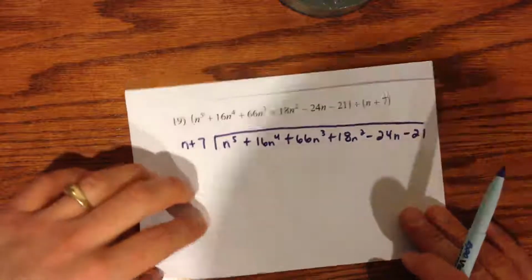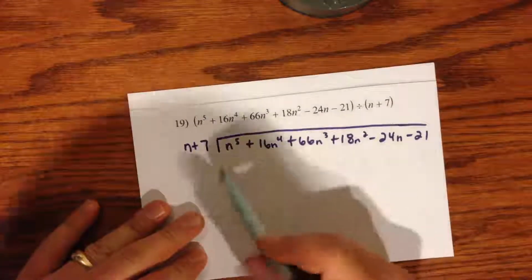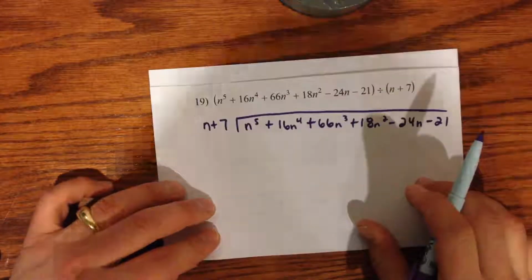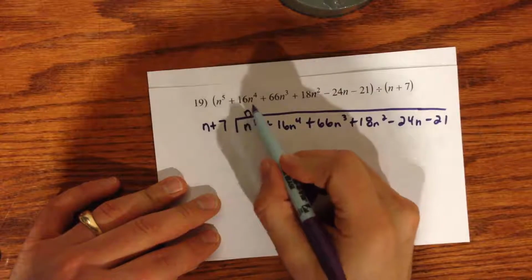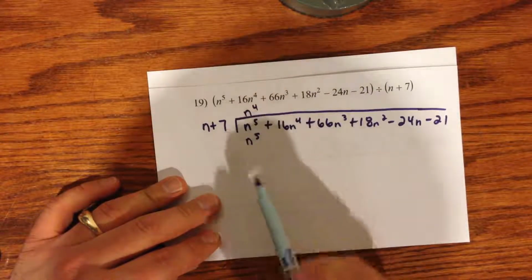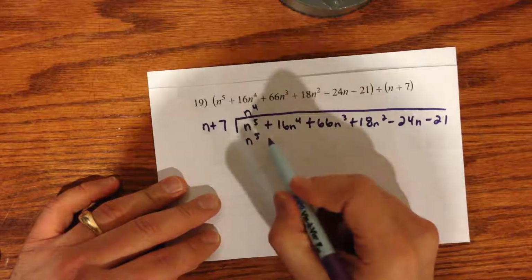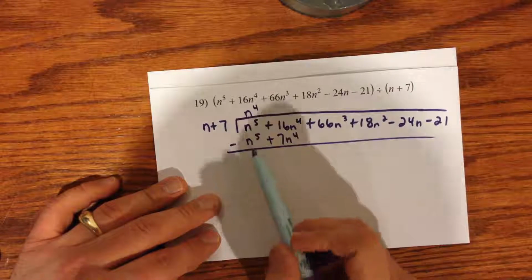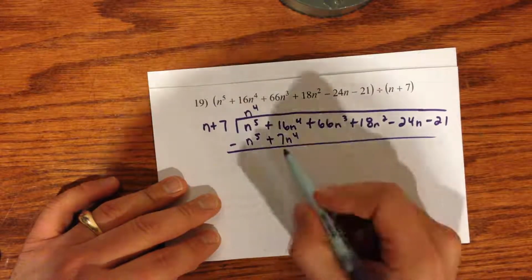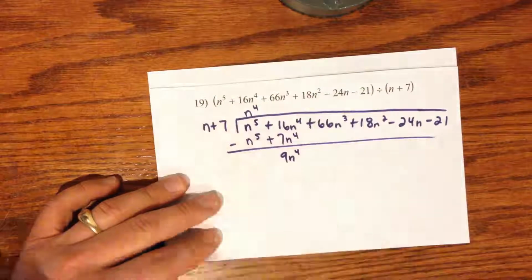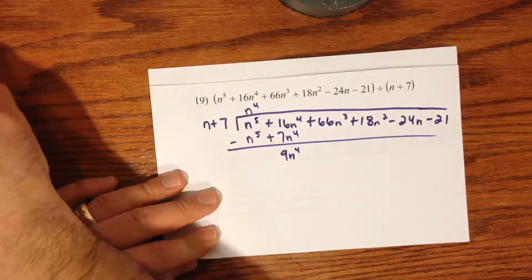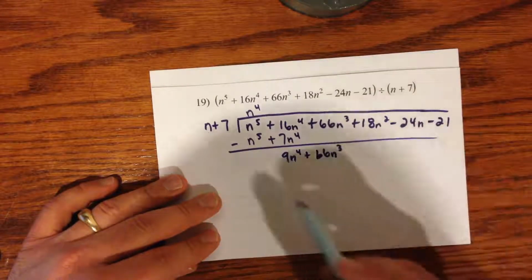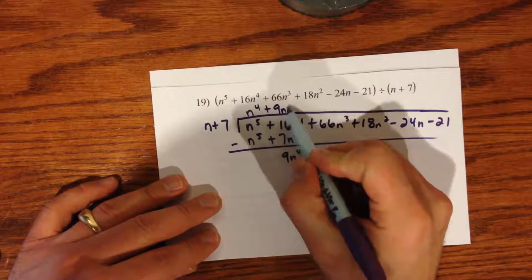Alright, number 19, I'm going to show one of these really long ones. Hopefully it all fits on the paper. But here we go. N times n to the fourth would give me n to the fifth. And then I have to do n to the fourth times 7. That's 7n to the fourth. And I'm subtracting. So that makes 0. 16 minus 7 is 9n to the fourth. Okay. And then plus 66n to the third plus 9n cubed.